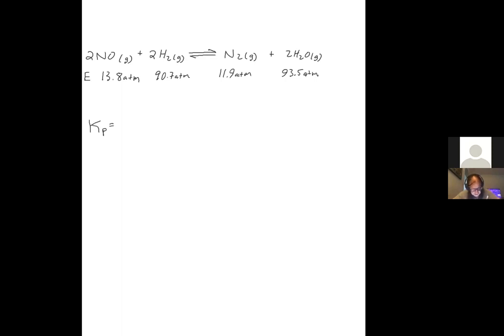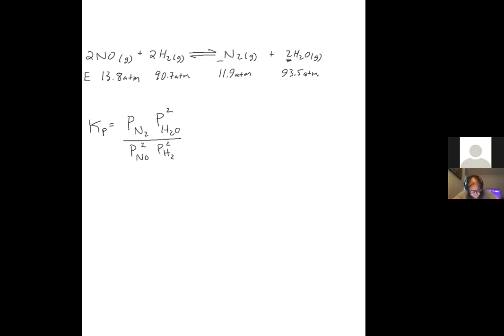Okay, the first product is N2, so pressure of N2. The coefficient is a 1. The second product is H2O. Remember, these are all gases, so we're going to put them all in here. If they were solids or liquids, that would be heterogeneous. We wouldn't include solids or liquids in this expression. Pressure of H2O. But now we're going to square it because there's a 2 in the coefficient. Divide that by the pressure of NO squared. Divide it by the pressure of H2 squared. Okay. Hopefully that makes sense.